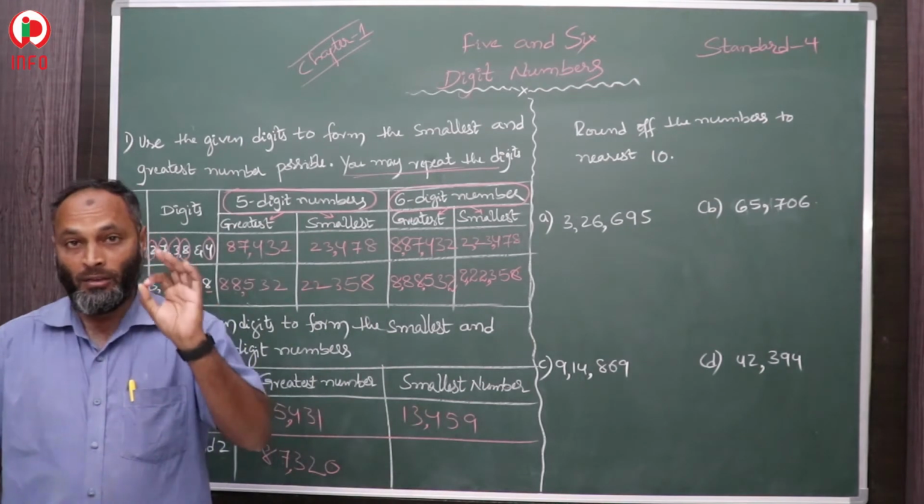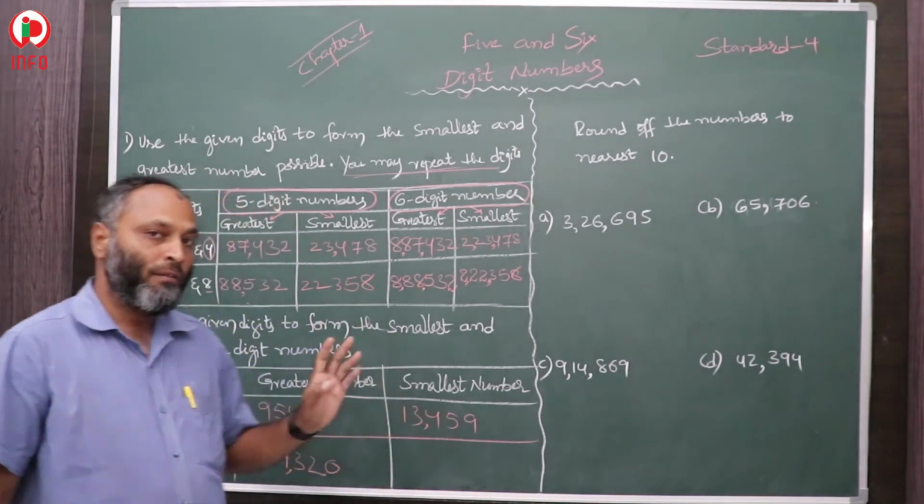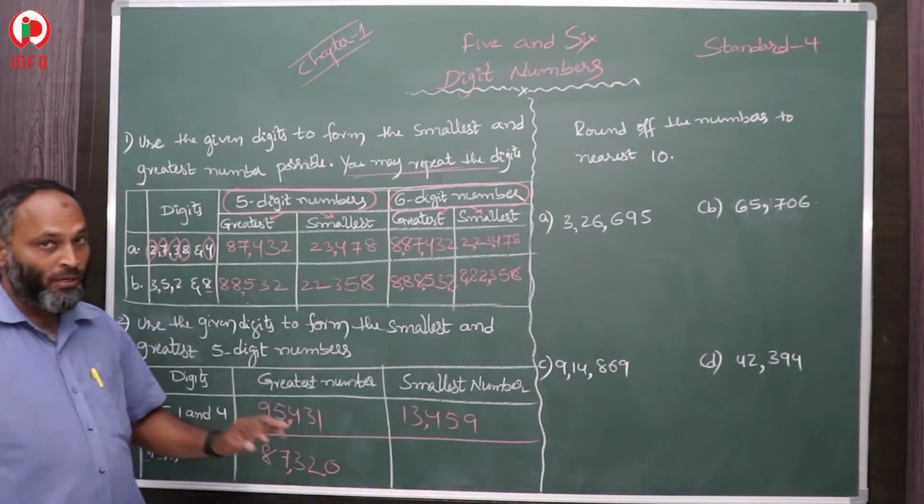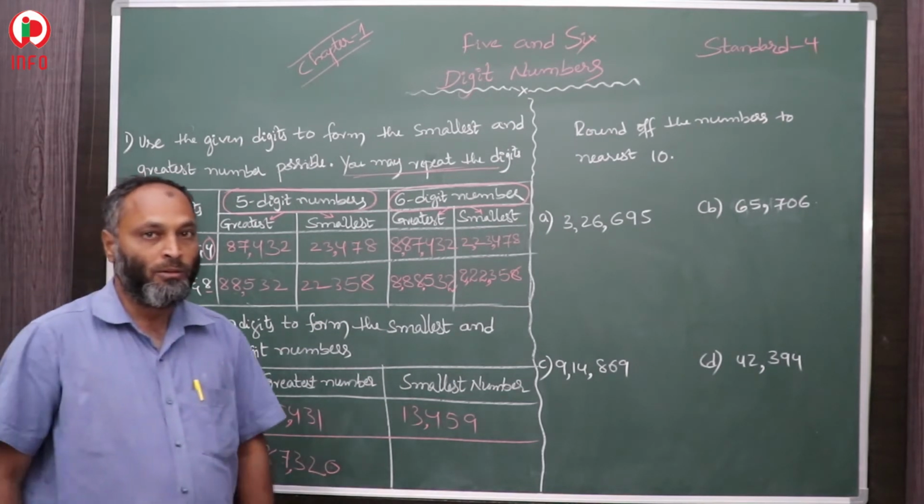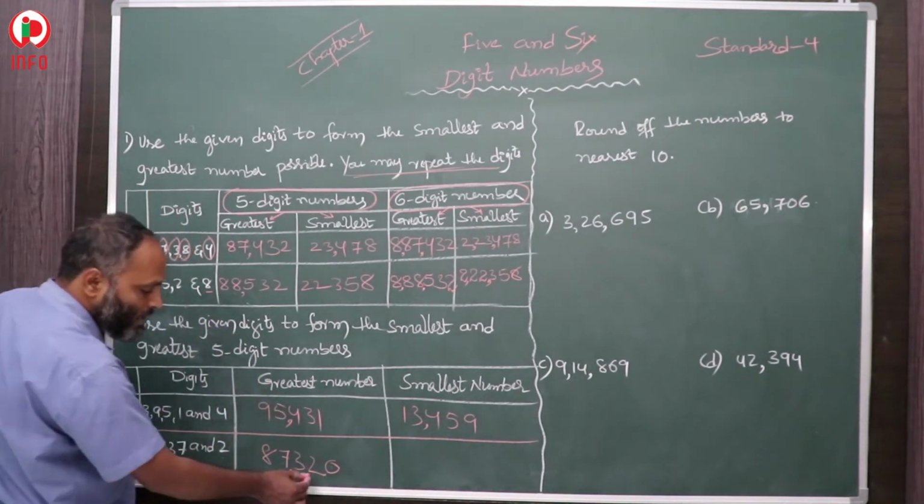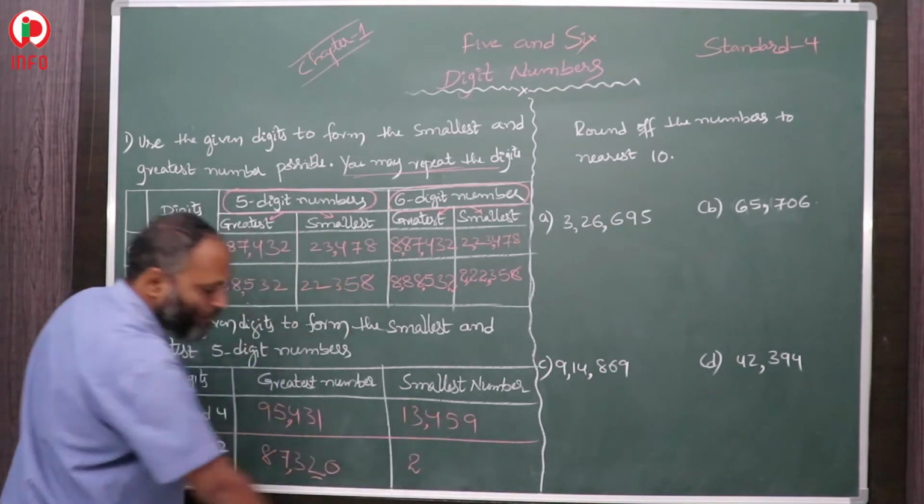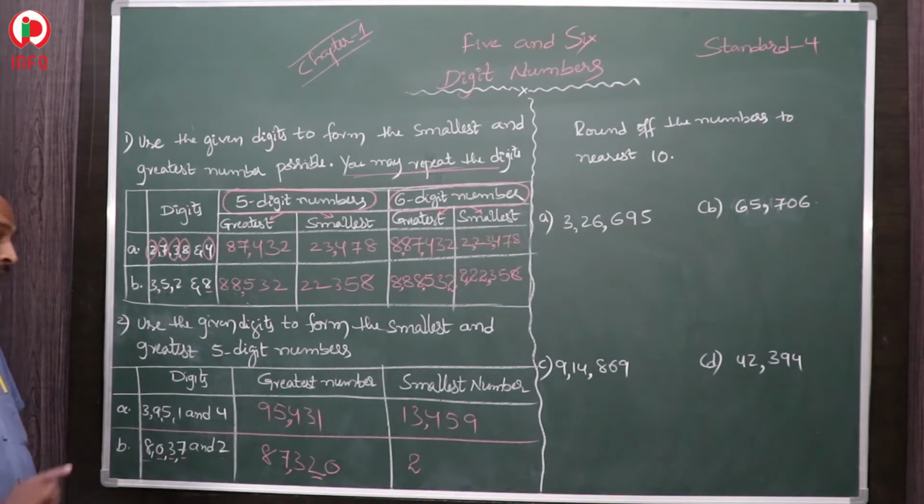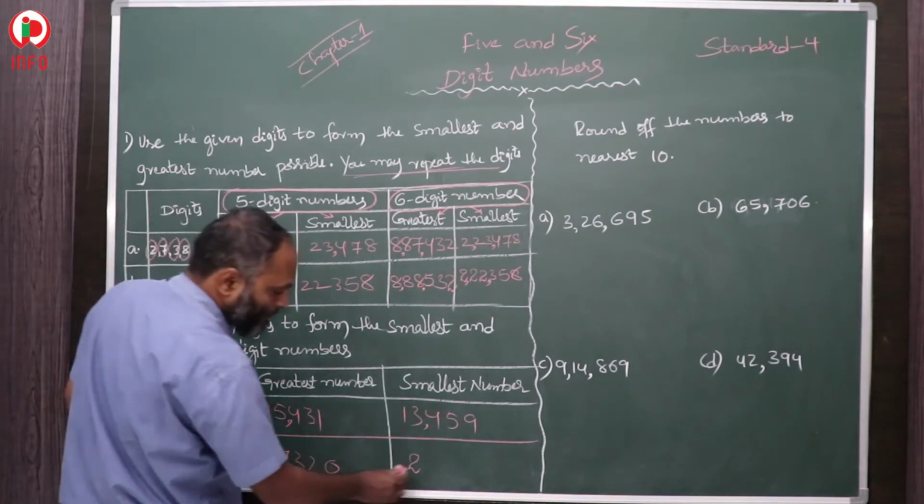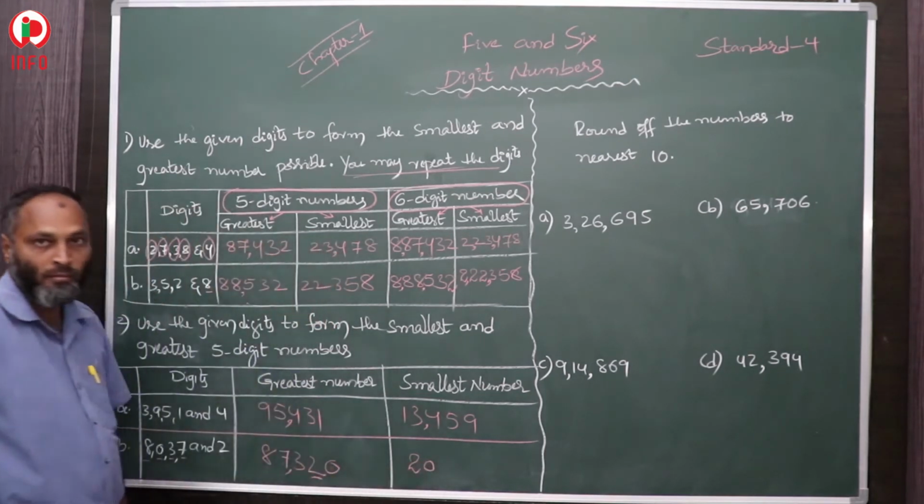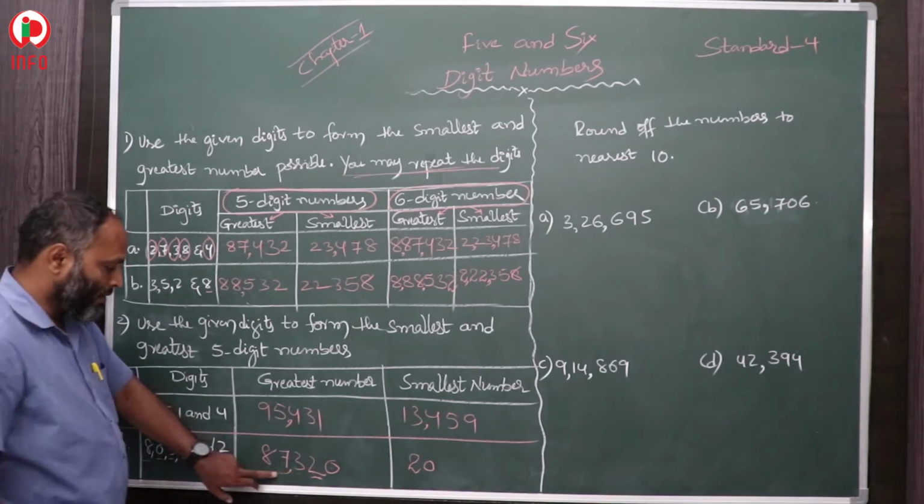Don't forget, you understand. Whenever 0 comes first, don't start with 0. You start with the second number, that is 2. You take 2 first, then after that you take 0. Then after that, this is in order, 3, 7, 8.